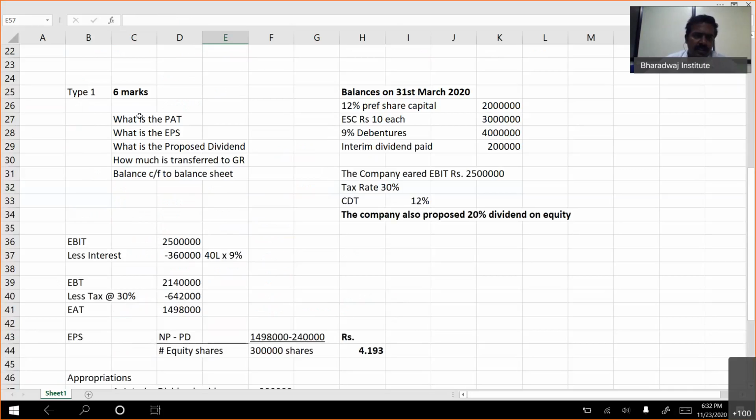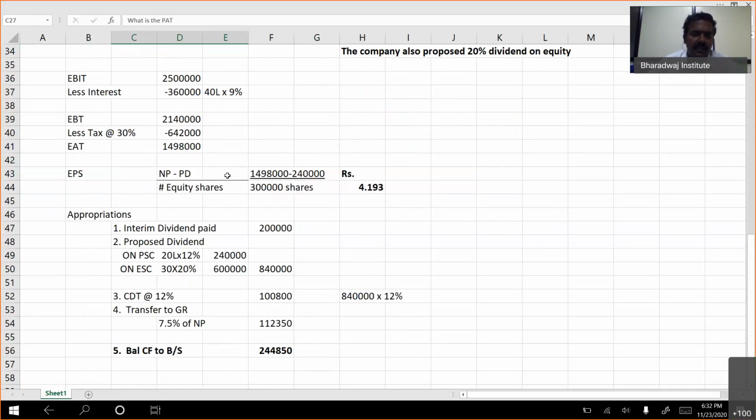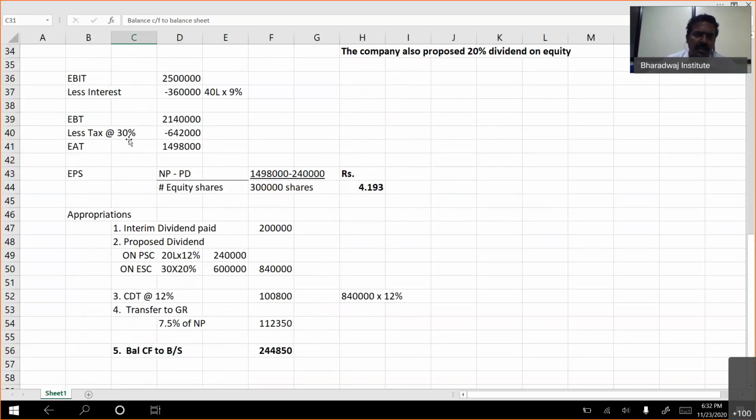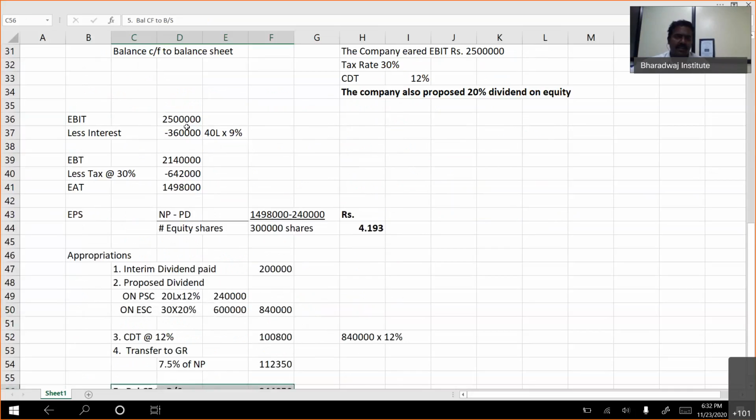This kind of a question is most repeated in the past, but now since you're not going to do this on the screen, you will be working out in the rough paper like this, and you will be typing or choosing the answer like PAT or EPS or proposed dividend, how much transfer to general reserve, and what is the balance carry forward to balance sheet. It's a short thing, but tests your knowledge like anything. The student should be able to work out EBT minus tax EAT, then EPS you should be able to work out.